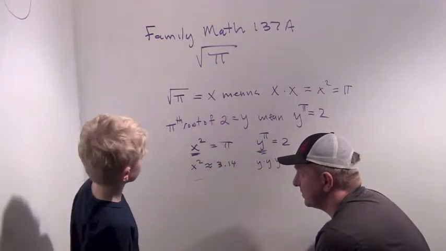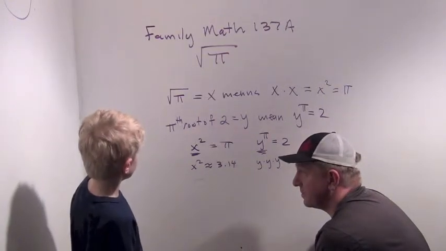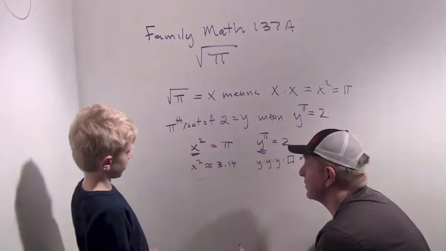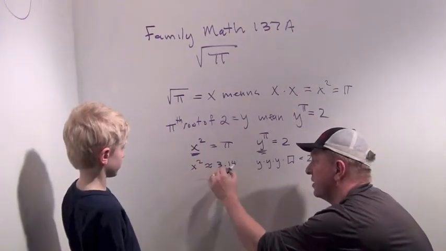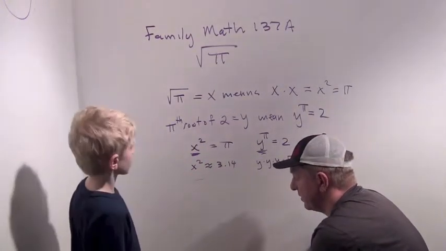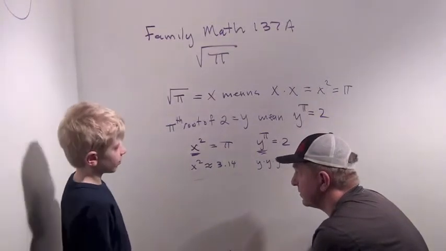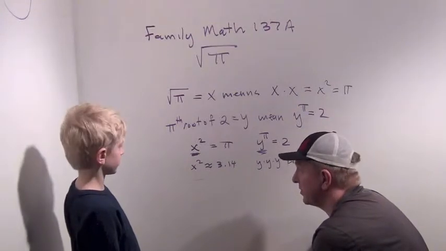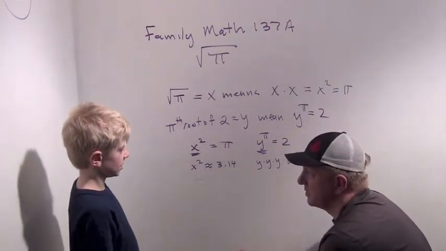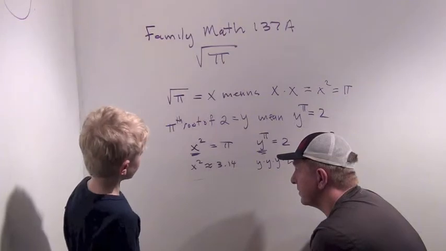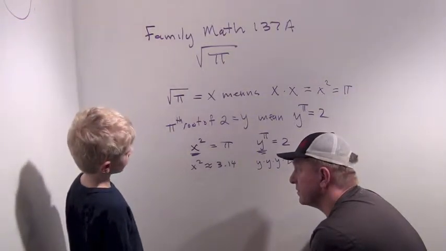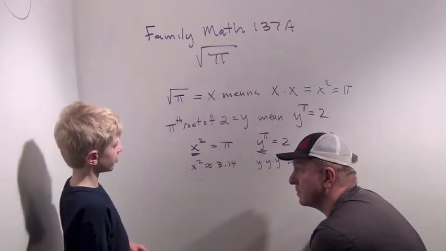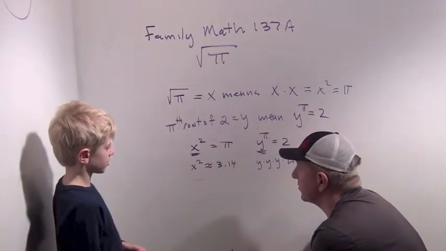We know that x equals the square root of pi, and that's what this means, that x squared is about 3.14. But what number is the square root of pi? It's a tough question. Well, I think the square root of pi is pi divided by 2. Not quite, actually.